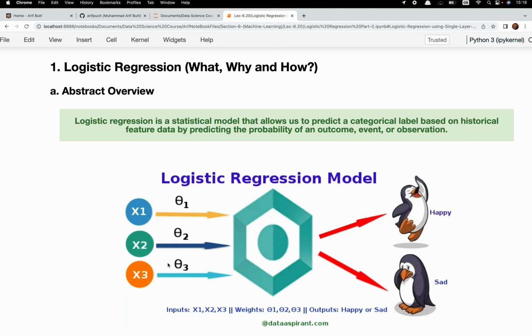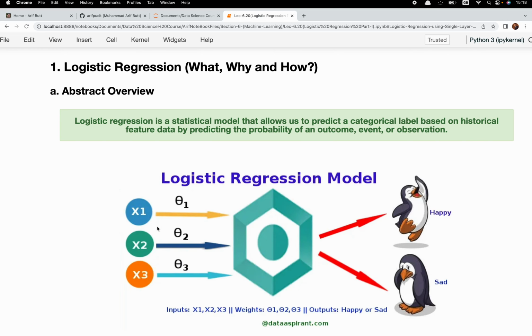Suppose given a set of 3 input features x1, x2, and x3, we want to predict whether the penguin is happy or sad. And suppose these x1, x2, x3 are the 3 input features, which can be, for example, x1 can be the availability of fish to eat for this penguin, x2 is the temperature or maybe the weather, and x3 is the fear of maybe the snow bear.